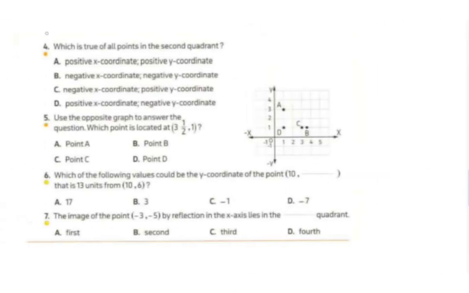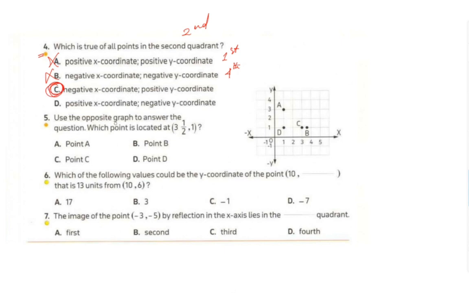Let's continue. Point 4, which is true of all points in the second quadrant? Positive x, positive y? Of course, that's the first quadrant. False. -x, -y? No, -x, -y, that's the fourth quadrant. -x, positive y, yes, that's the second quadrant.